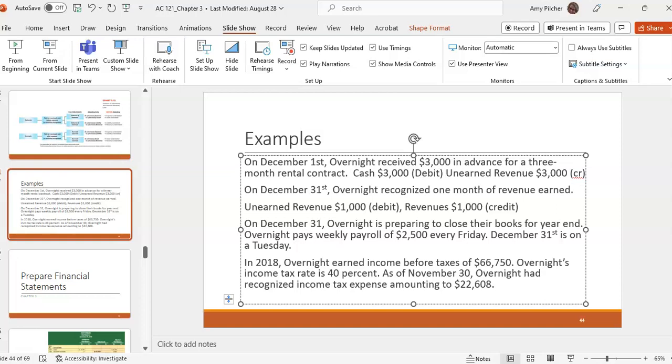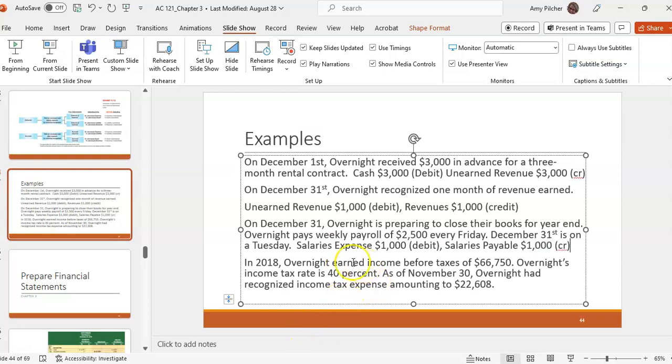So now we have a salaries payable. Salaries expense is the debit of 1,000. And the credit is salaries payable of 1,000.